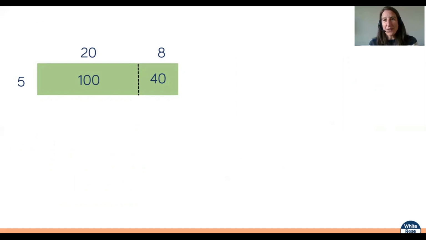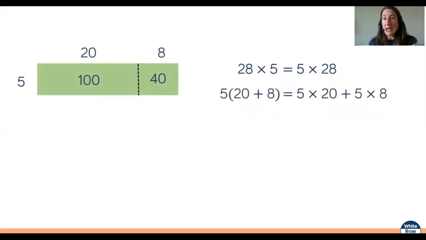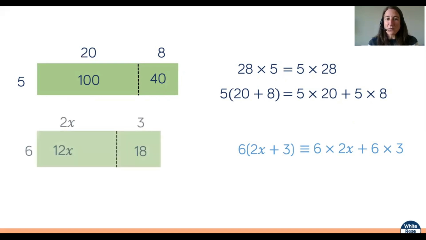We can take this a step further. We know that 28 multiplied by 5 is equal to 5 multiplied by 28 due to commutativity. So we know that 5 multiplied by 28 can be expressed as 5 multiplied by brackets 20 add 8, just partitioning the 20 and 8 again. And that's equal to 5 multiplied by 20, as we can see on the area model, add 5 multiplied by 8. And of course, this links to algebraic thinking. And we want students to be able to mentally expand those brackets, mentally multiply those out. It gives them a tool for doing this, and they can see it again on the area model.